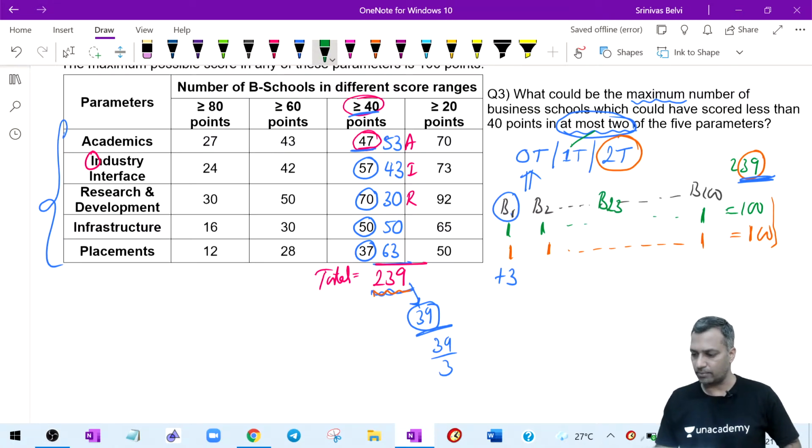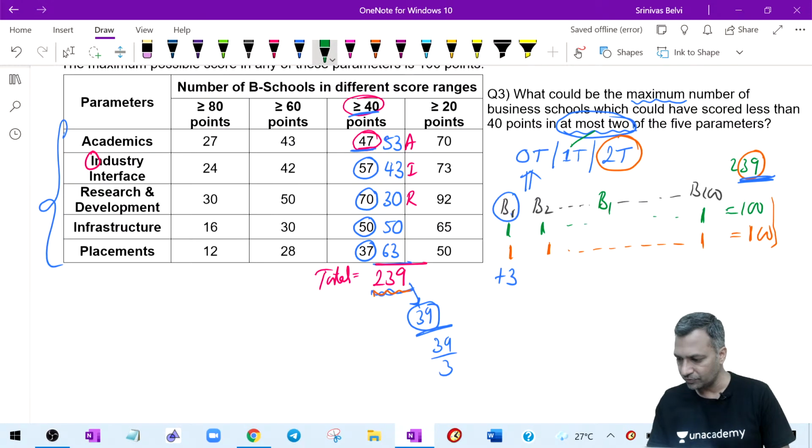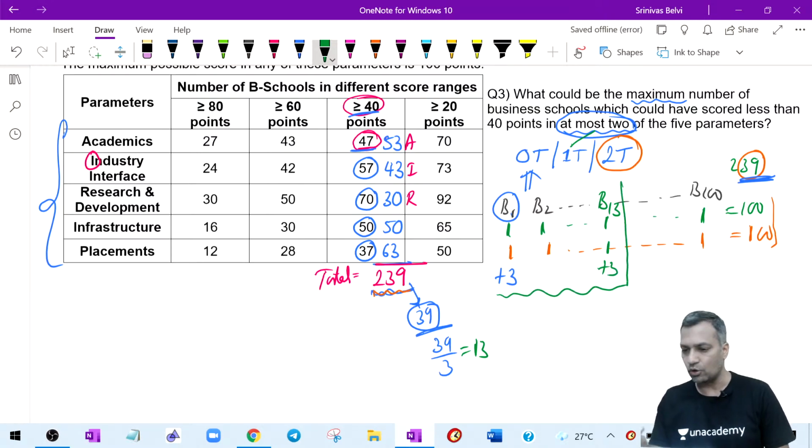Now business school number 13 would have 1 plus 1, so you give him another 3. Fair enough. So these 13 folks are disqualified. Out of 100 business schools, 13 of them are disqualified. Therefore, the remaining 87 are qualified.